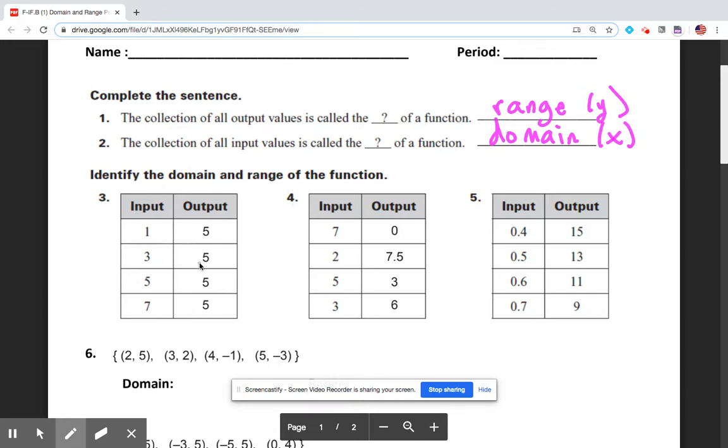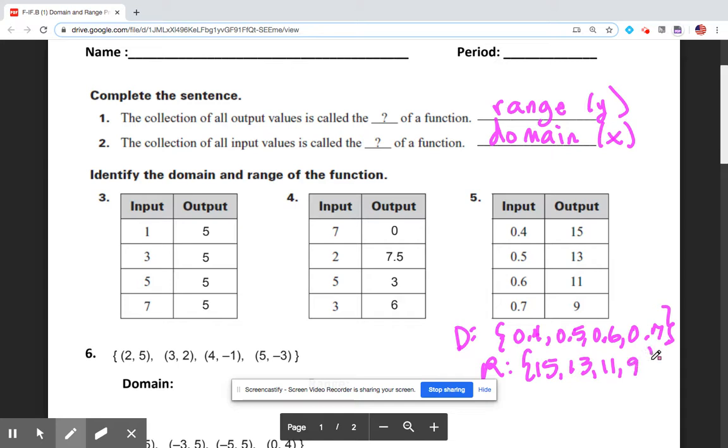So in example number 3, well, let's actually look at example number 5. The domain that's given are the input values of 0.4, 0.5, 0.6, and 0.7. Those are my input values or my domain. My range are my output values, my y values, 15, 13, 11, and 9.